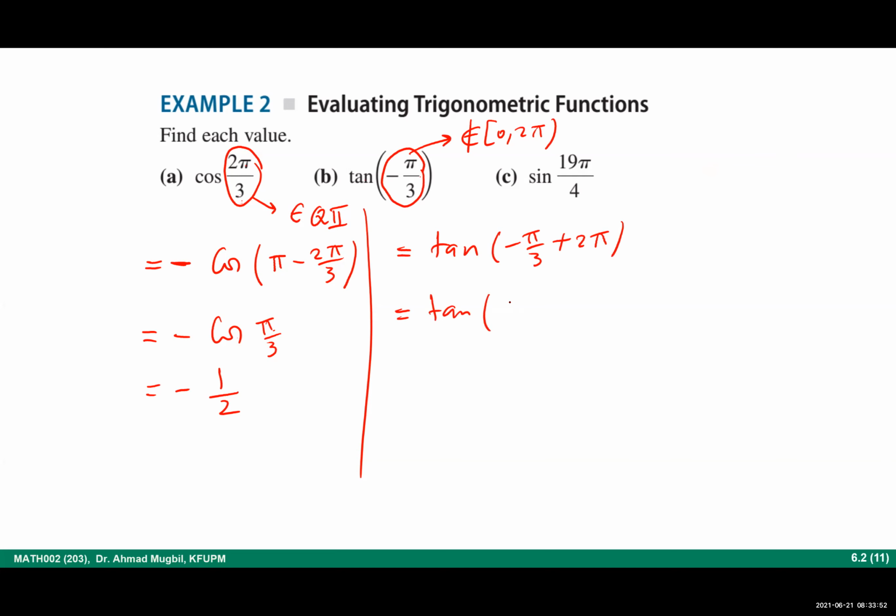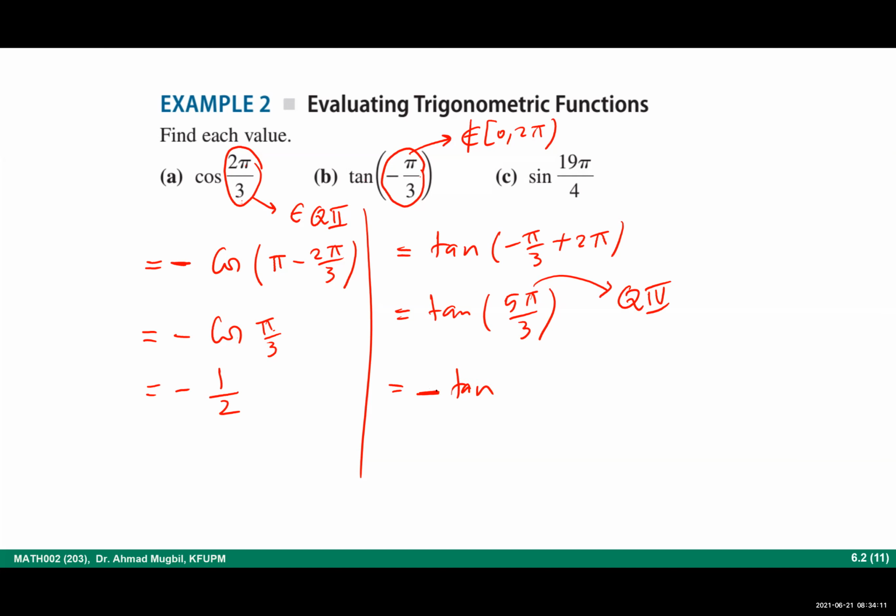This will be 6 minus 1, it will be 5 pi over 3. Now, in which quadrant is this angle? This angle is in the fourth quadrant. So what about tangent in the fourth quadrant? Is it positive or negative?